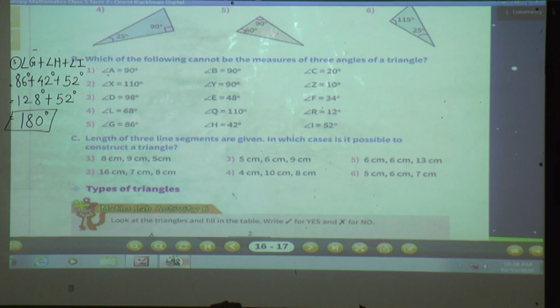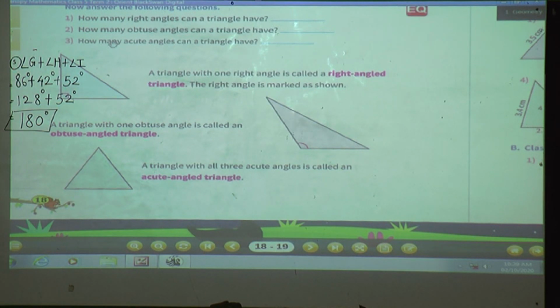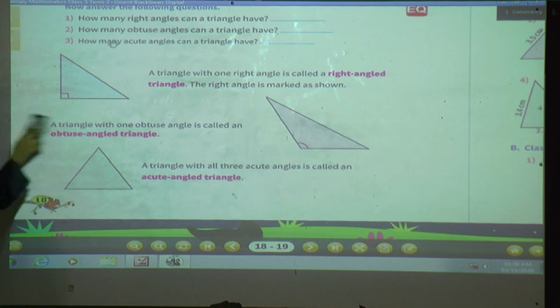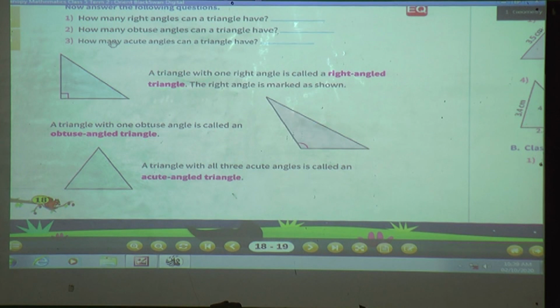So the next question we'll see on the next page, page number 18. See, here are some types of a triangle. Types of a triangle. Triangles are based on angles and sides also. So first we will see the three triangles based on their angles.